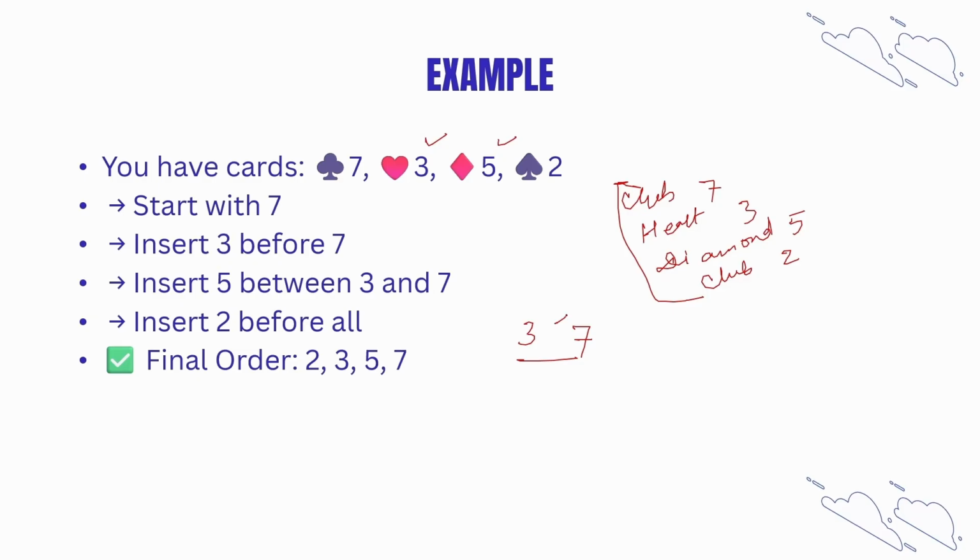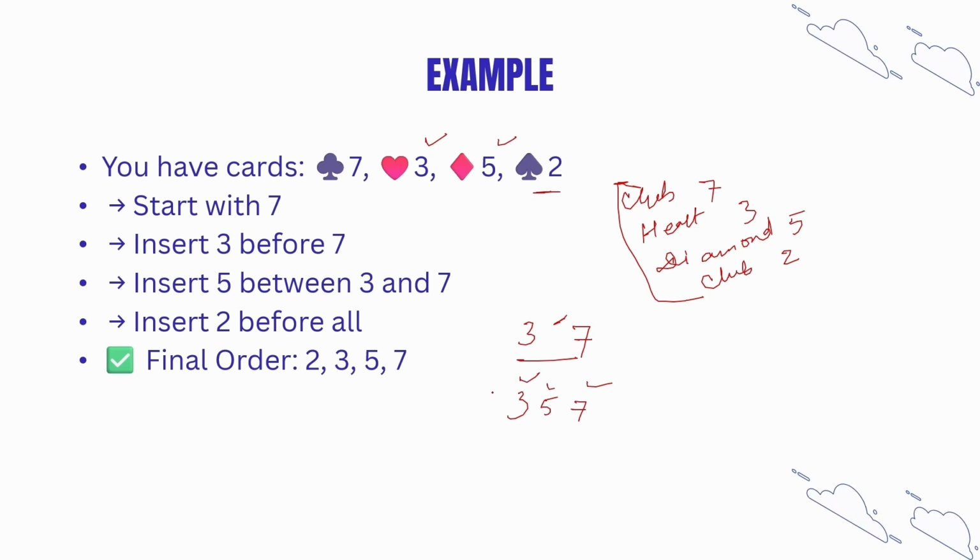So it should come in between 3 and 7. Okay, so we put 5 in between. So here 3, 5, 7. Next we see 2. Now 2 is smaller than 7, it is smaller than 5, and it is smaller than 3. So we place 2 here.